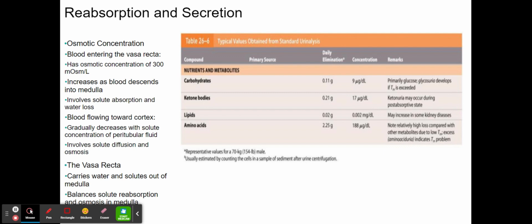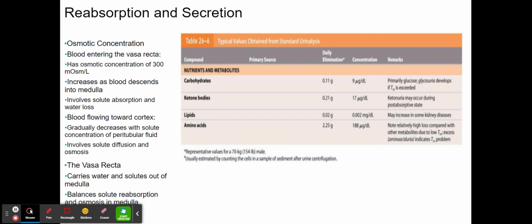Blood ascending towards the cortex gradually decreases in osmotic concentration as the solute concentration of the peritubular fluid decreases. Again, this decrease involves both solute diffusion and osmosis. In this case, osmosis predominates because the presence of plasma protein does not oppose the osmotic flow of water into the blood. The net results are that 1.